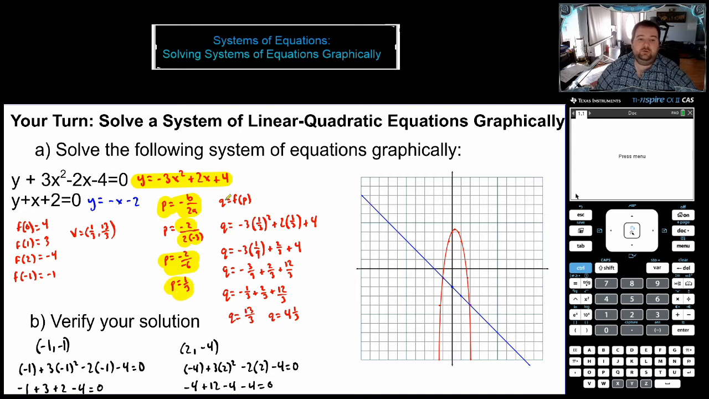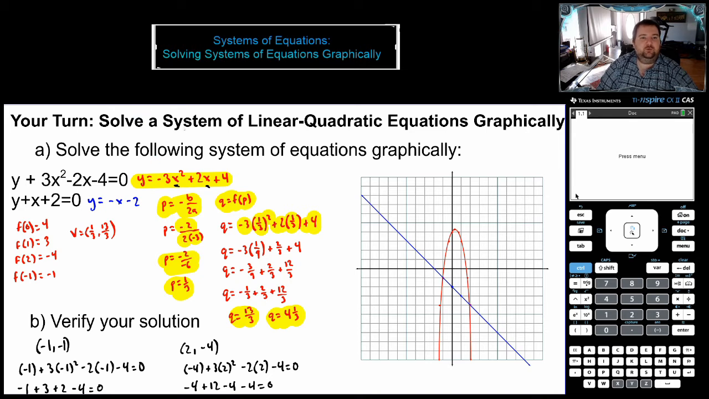Now what do I do to find my Q? Well, you plug in whatever value of P that you had. And so we do negative 3 times 1/3 squared plus 2 times 1/3 plus 4. I'm just substituting in 1/3 for my x values. And when you solve, you're going to find Q equals 13 over 3 or 4 1/3. And of course, your A value is exactly the same.